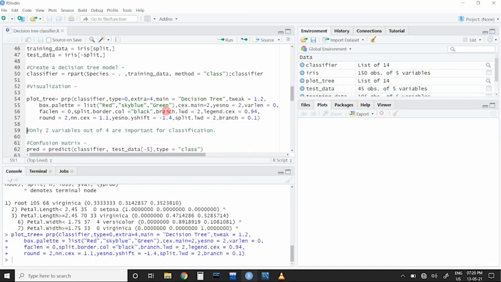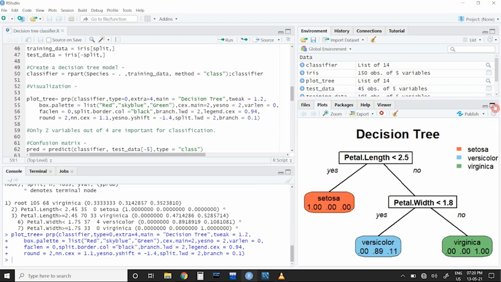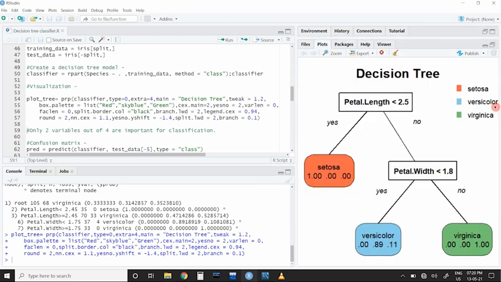The tree created by this model can be easily interpreted using this plot. The decision tree has 3 leaf nodes and 2 splits using variables petal length and petal width. Notice that even though the data set has 4 variables, only 2 are important for classification. If petal length is less than 2.5, the tree classifies the observation into class Setosa. If petal length is greater than 2.5 but petal width is less than 1.8, then the predicted class is versicolor, and it is virginica otherwise.